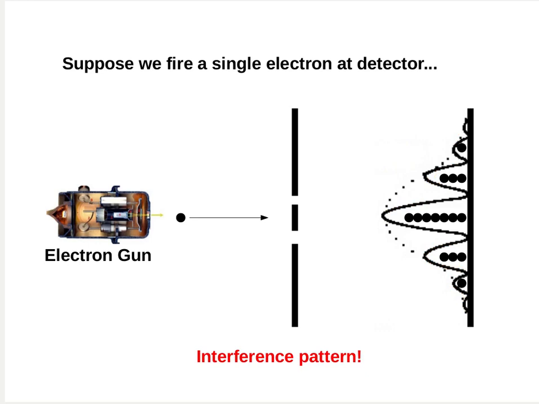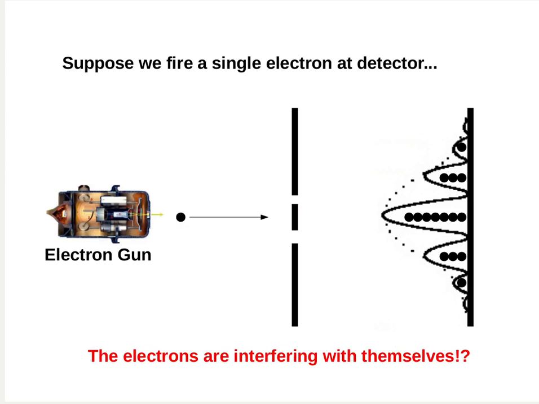Now remember, we're firing only a single electron at a time. So this single electron is somehow interfering with itself in order to give rise to this interference pattern. So how could it be possible that electrons are interfering with themselves? Well, it's simply not possible if that electron is a particle. The only way that we can make sense of the double slit experiment using electrons is by drawing the conclusion that electrons are in fact waves.